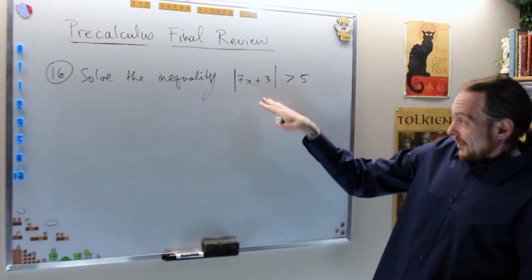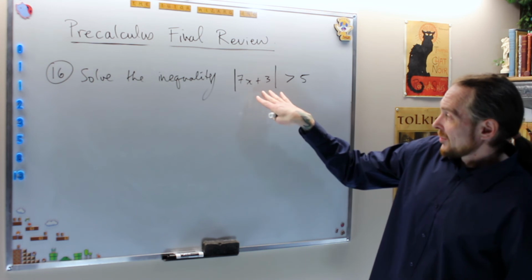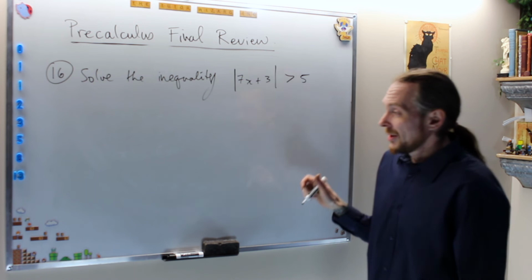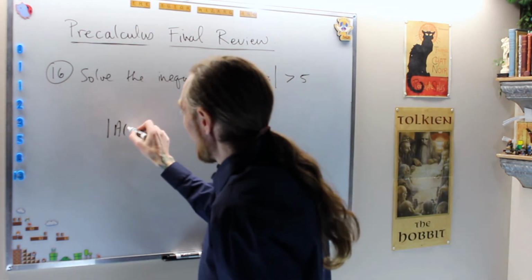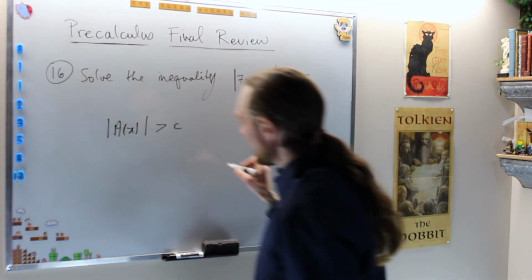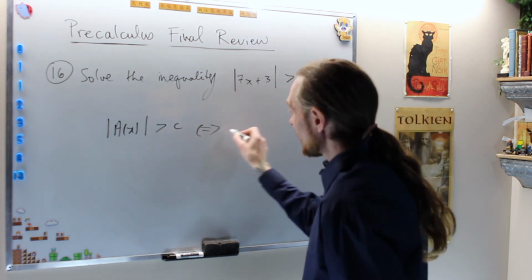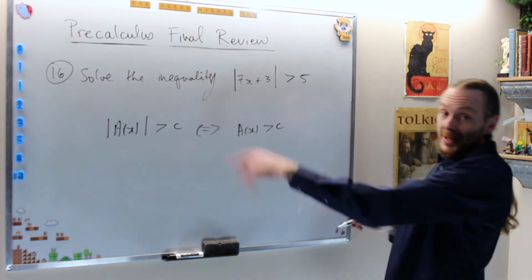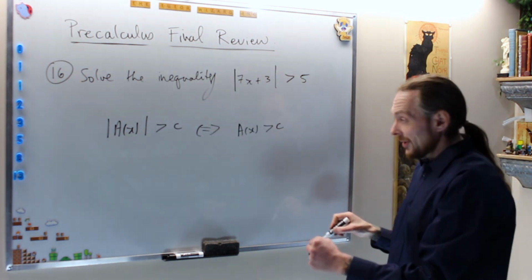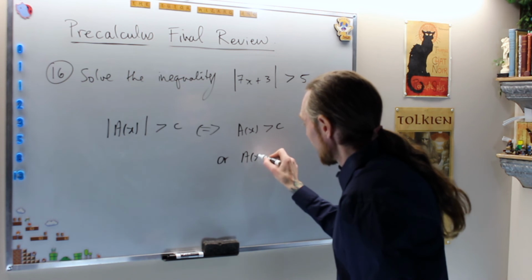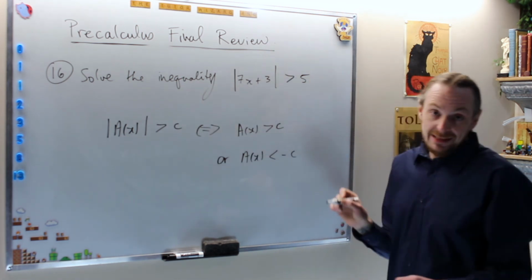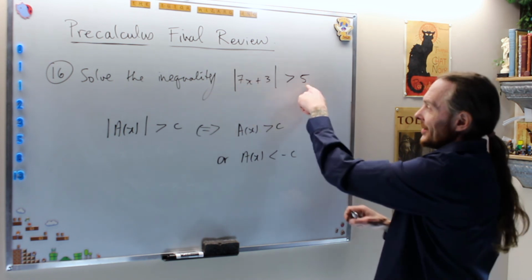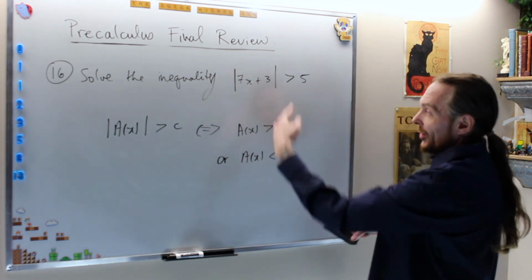Solve the absolute value inequality. The absolute value of 7x plus 3 is strictly larger than 5. What we do with this is, it says if the absolute value of a of x is larger than c, where c is positive, this is if and only if a of x is larger than c. So first, just strip off the absolute value. That's how you do that, remember that. Or a of x has to be less than negative c. What did they give us? This is our a of x, 7x plus 3, and this is our c, 5. So I'm just going to run that with our definition.